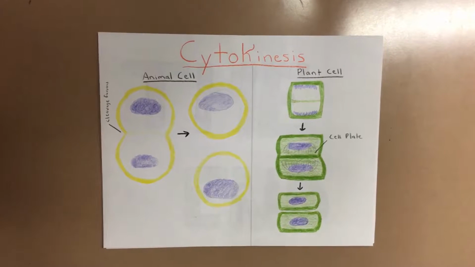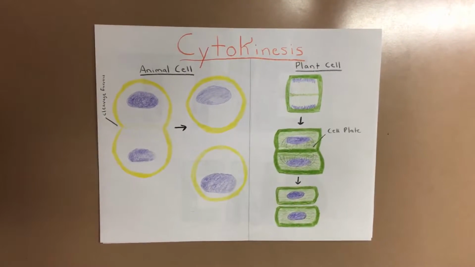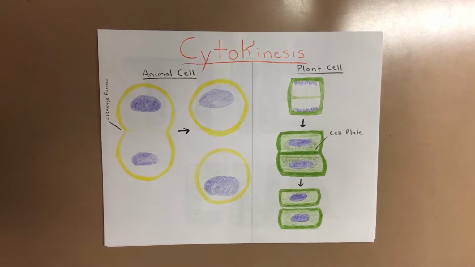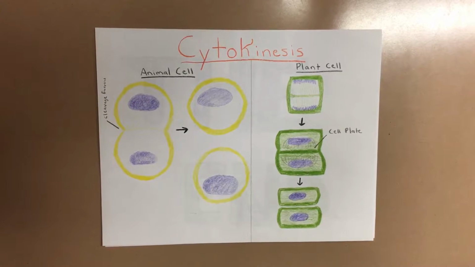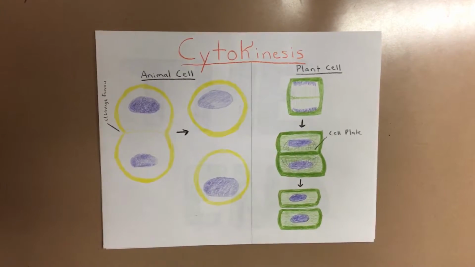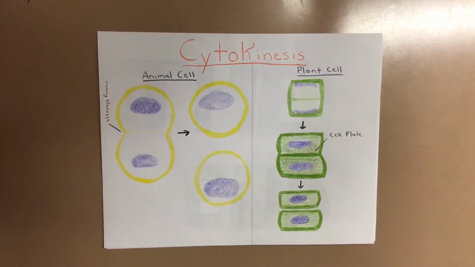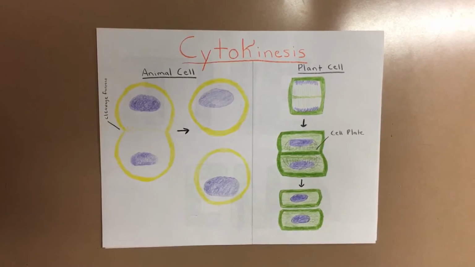But in plant cells, because they have a cell wall, no cleavage furrow can be formed. Instead, a cell plate forms across the cell where the old metaphase plate was. Eventually, the growing cell plate combines with the current plasma membrane, and this produces the 2 daughter cells.